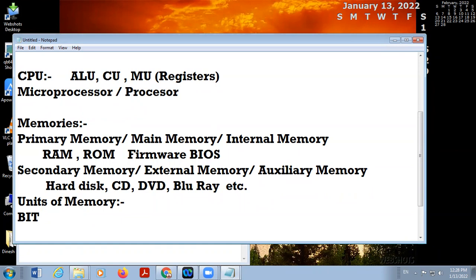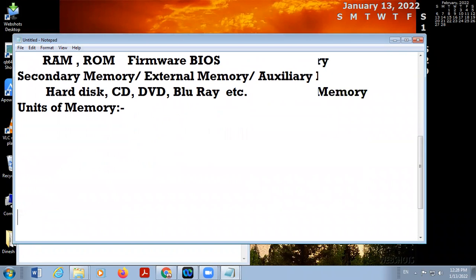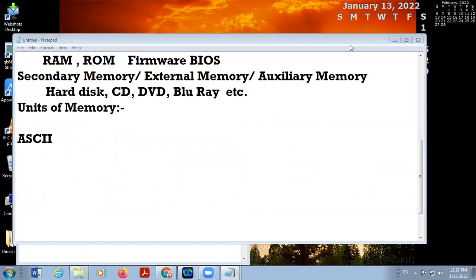But before discussion of that, we will discuss that there are two types of system. One is called ASCII. Yes, what is the full form of ASCII?